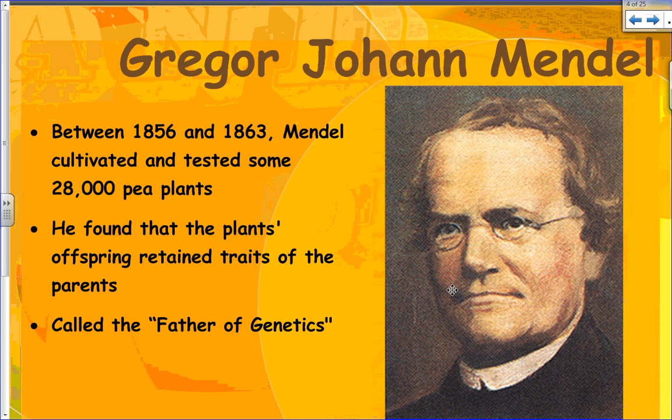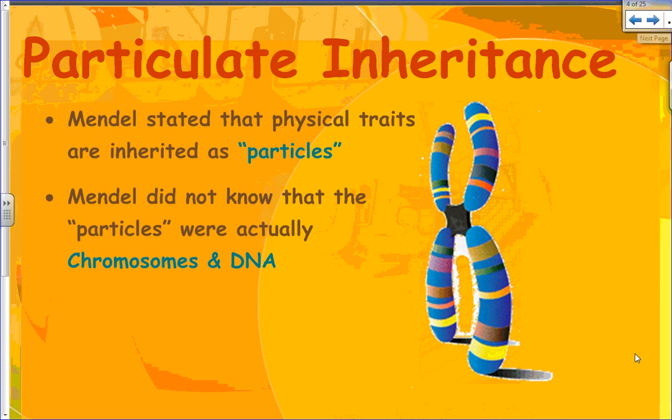But between 1856 and 1863, he cultivated and tested about 28,000 pea plants. And what he found from his pea plant experiments was that the plant's offspring retained traits of the parents, and this is the basis to genetics, which is why to this day Gregor Mendel is called the father of genetics.